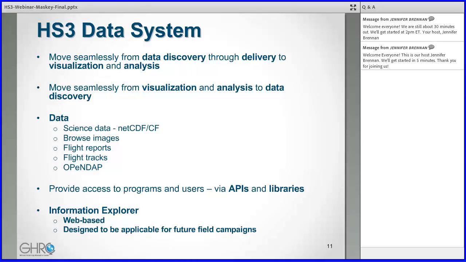The HS3 data that GHRC is ingesting includes not only science data, it also includes the browse images, which are sometimes provided by the data providers themselves, but in some cases we generate them as well. The data also includes flight reports and the flight track information. And I want to highlight the fact that science data were required to be in netCDF format given to us by the provider. And we've gone back and forth with data providers to make it CF compliant as well.